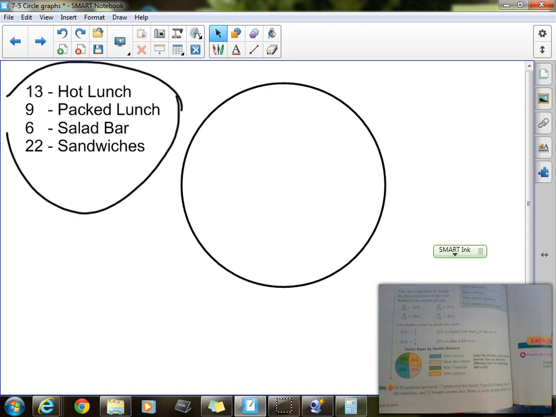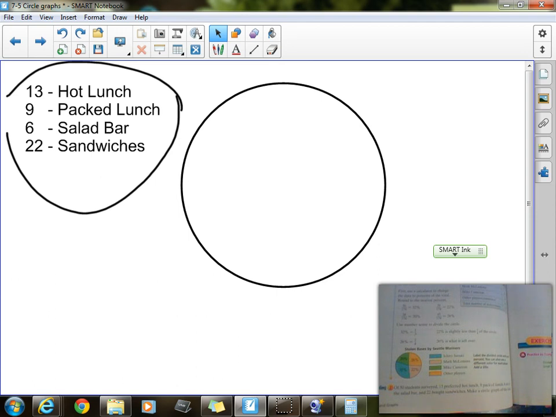Now, remember that our total number of lunches, or total number of people eating, or total number of students was 50. So 50 is going to be our denominator, and the numerators are going to be the individual choices. So the hot lunch choices, the packed lunch choices, the salad bar choices, and the sandwich choices.